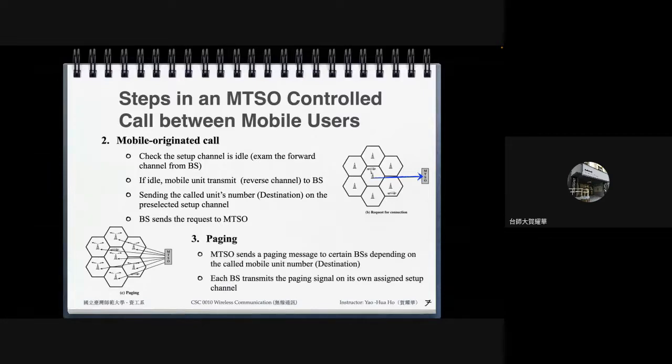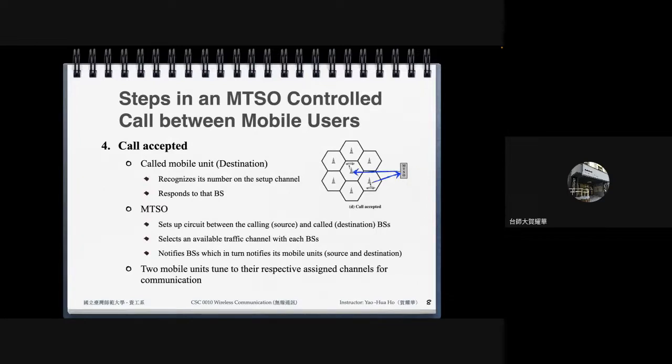Now the MTSO, remember, every time a mobile device registers to a base station, you need to register to the MTSO. So the MTSO knows approximately the location of the mobile device. If you want to call some destination, the MTSO will find out where that destination is and send a paging message to a certain set of base stations, depending on where the unit is located. So the MTSO will send that message to, for example in this case, six cells. Each of those base stations will send a paging signal with its own assigned setup channel to try to figure out where the unit is located.